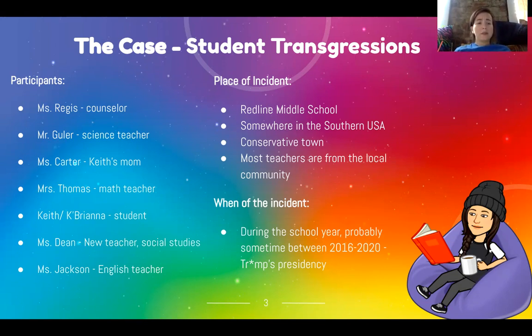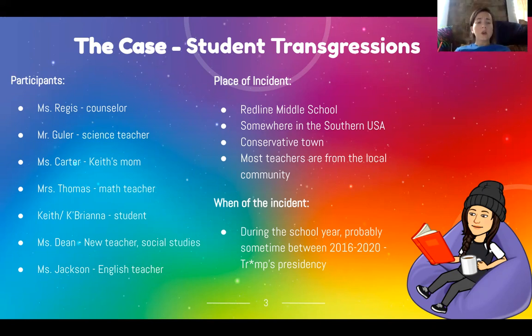And then we have Mr. Guler, who is a veteran science teacher. We have Miss Carter, who is the student's mother. Miss Thomas, who's the student's math teacher. We have Keith, or K. Brianna, who is the student in question here. We have Miss Dean, who is a newer teacher to the district. She is a social studies teacher. And Miss Jackson, the English teacher.